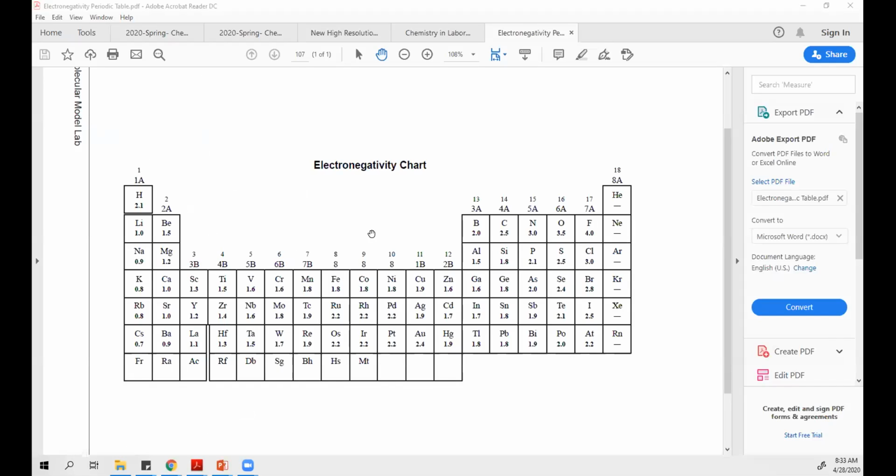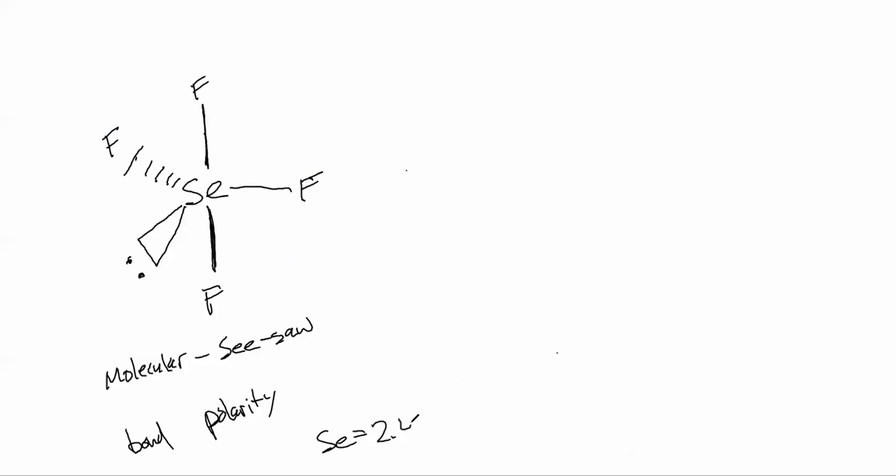So we would know what selenium's electronegativity was and we would know fluorine's. But this is how we determine bond polarity. So our selenium is 2.4 and our fluorine is 4.0. And so how would we classify that bond? Is that bond going to be polar or non-polar? Polar, right? So the bond between selenium and fluorine is going to be polar. And so when we add those arrows, which direction should they point? Towards the fluorine. So they should start from the selenium and move towards the fluorine.